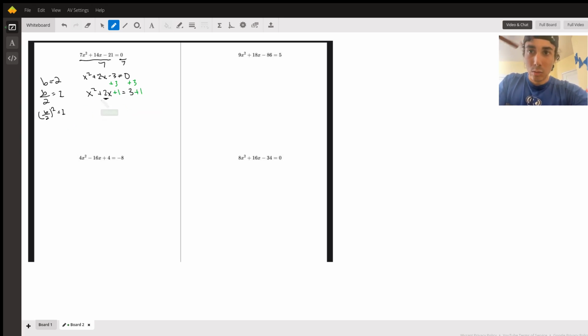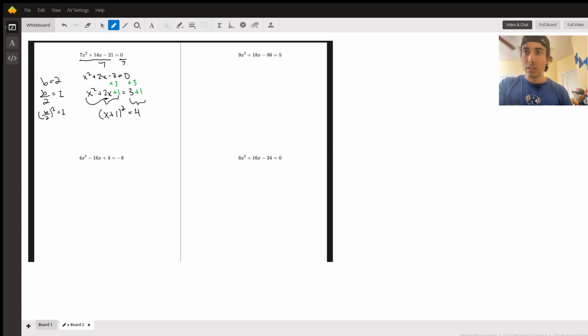All right, and this is where we can condense that, right? As soon as you add b over 2 squared, your next step is going to be condensing it to x plus b over 2, and then that whole thing in parentheses, that's going to be squared. All right, well, b over 2 is 1, so x plus 1, squared, equals, and then we can simplify this side. 3 plus 1 is 4.